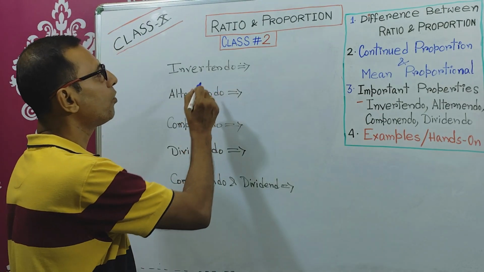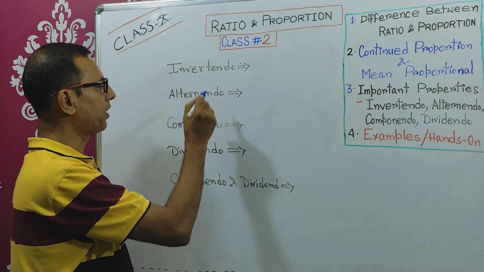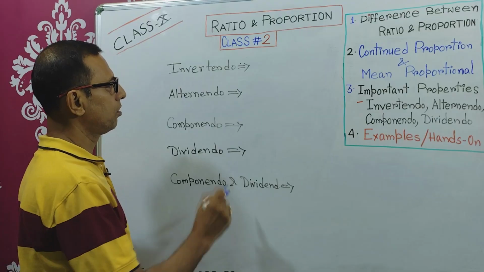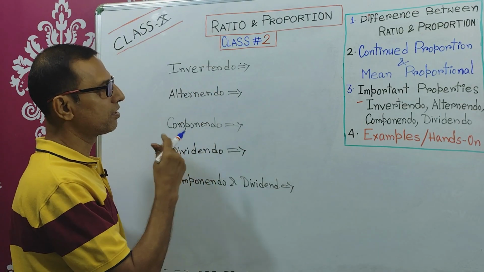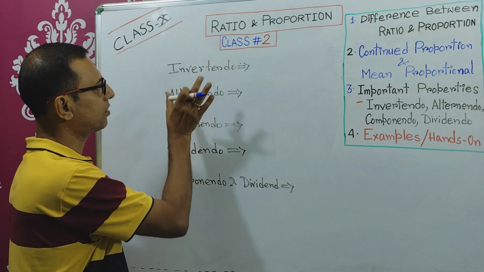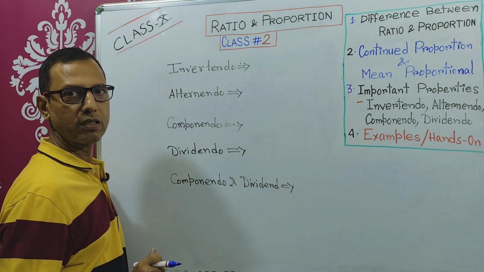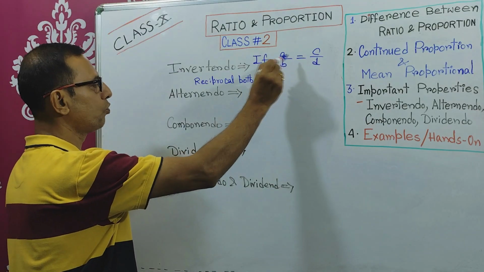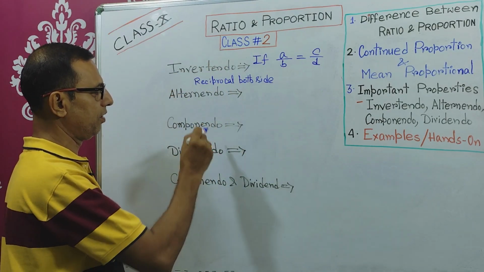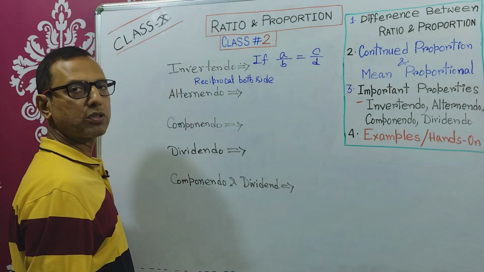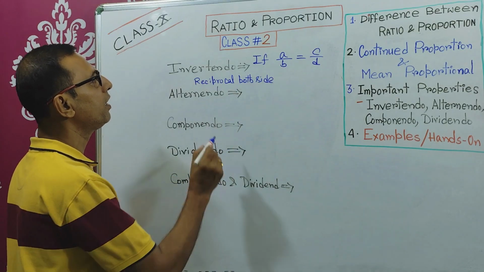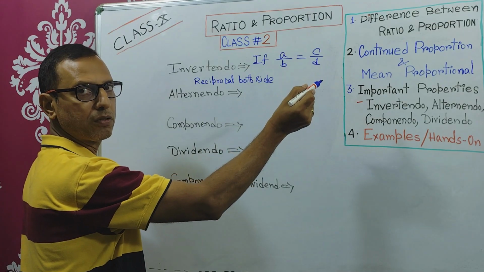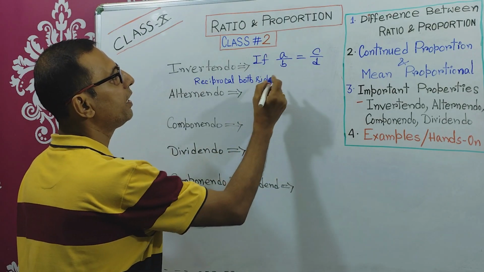Okay. So now there are a few terms: invertendo, alternando, componendo, dividendo, componendo and dividendo. So just look into the concept. This is absolutely easy. Term wise you just need to map with the mathematical relationship. The relationship is true for all those five cases. If A by B equals C by D, or A is to B equals C is to D, and you reciprocate both sides, then also it is equal.